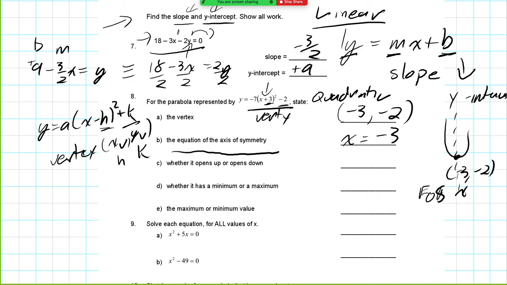Which way does it open? We look at the a value for this. If the a value is positive, it opens up, and if a is negative, it opens down. In this case, a is negative 7, so we know this opens downwards.